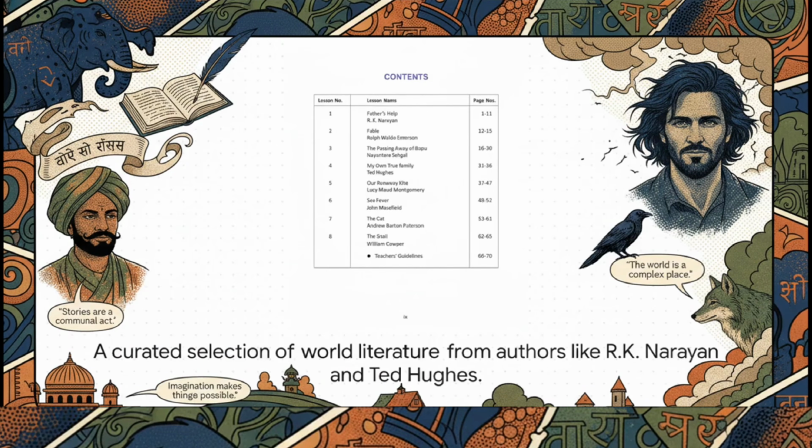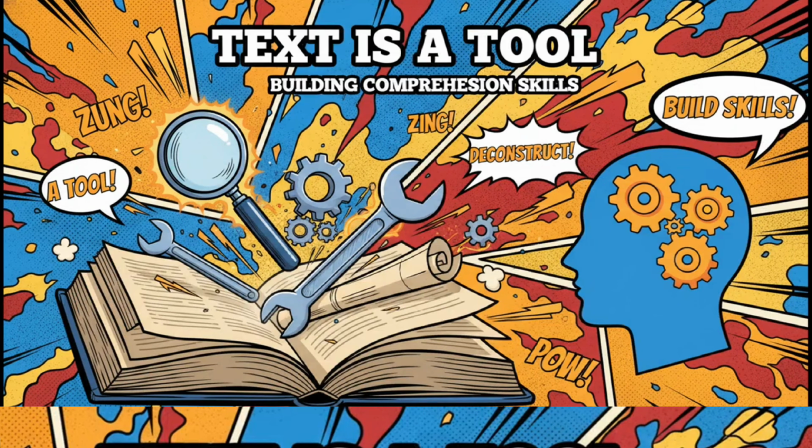It's amazing, really. You have Narayan from our own country, India. Then you have Ted Hughes from England, Lucy Maud Montgomery from Canada. It's like a trip around the world. It's a very special selection, chosen to show you all these different places, different voices, and different ways of writing. But listen carefully now. These stories, they are not just for fun. Oh no. In the Bliss system, every single story, every poem, it's a tool. Think of it like a special instrument designed for one job, to build up your reading and understanding skills.